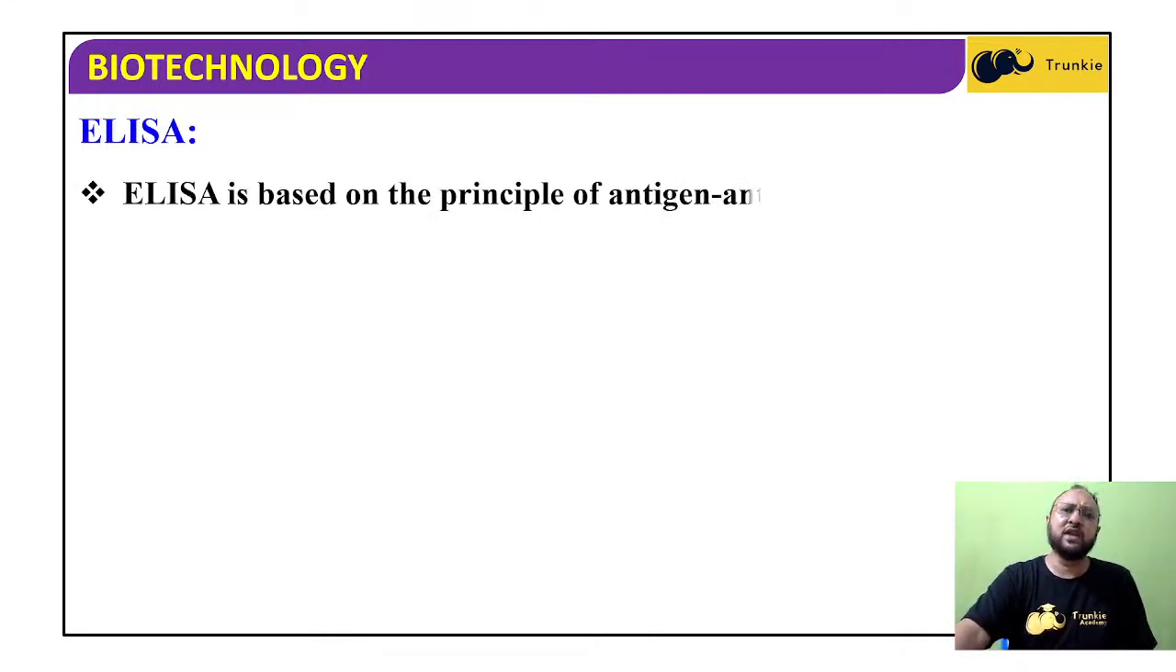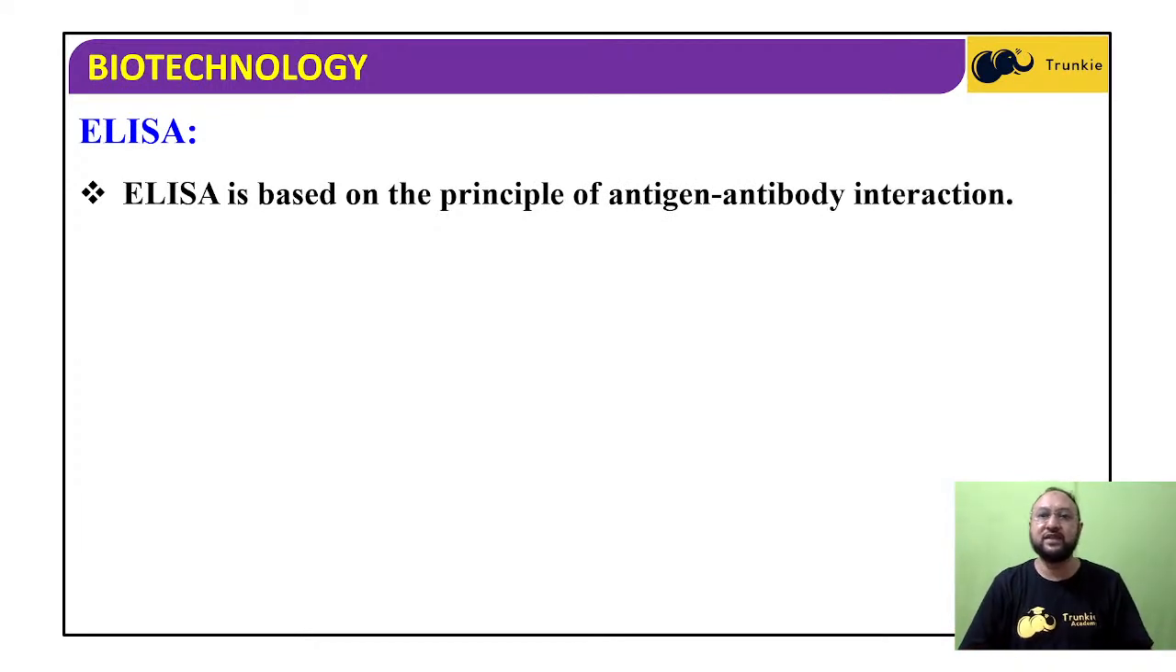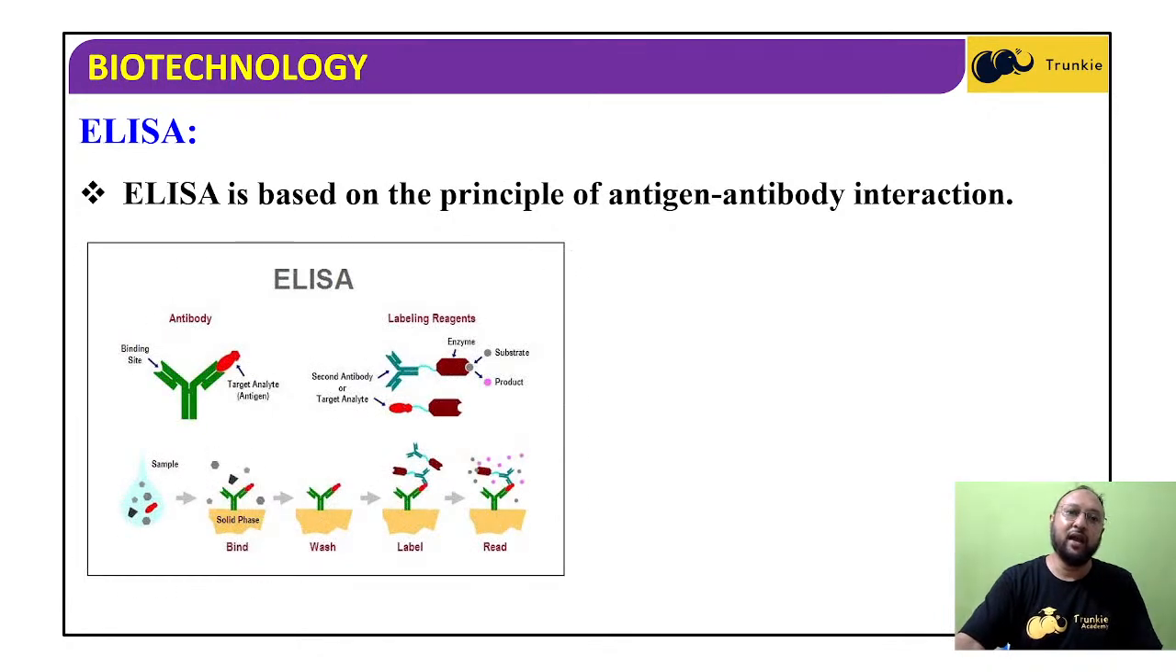Now, ELISA is another technique. ELISA is based on the principle of antigen-antibody interaction. An antibody is a kind of molecule produced by the immune cells, or you can say white blood cells, and these are actually immunoglobulin proteins. Five types of immunoglobulin proteins are formed, and they play an important role in controlling infection and fighting against germs or pathogens.